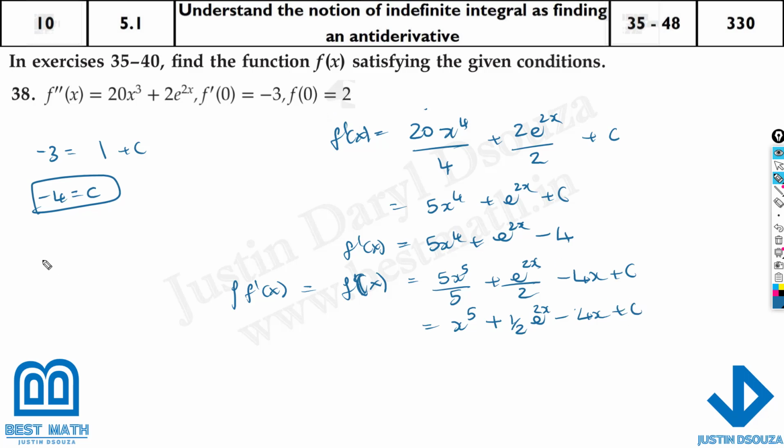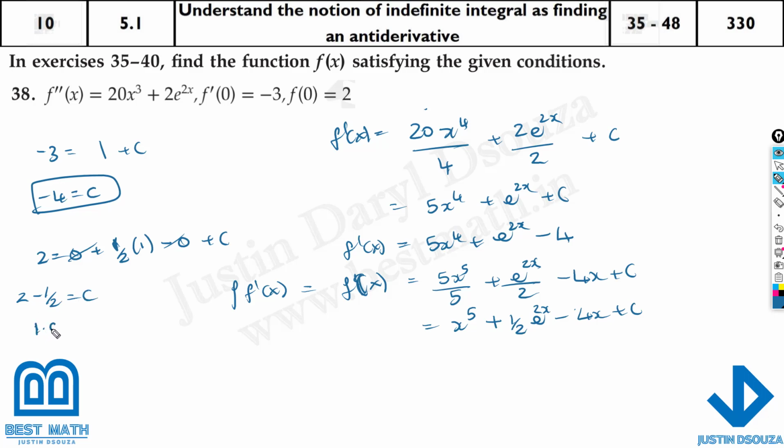What is the condition given? It is 2 equals, over here whenever x is 0. So the first one will be 0 plus half. Now what is e raised to 2 times 0? It's going to be e raised to power 0, that's 1. So I'll just write half multiplied by 1 minus 0 plus c. 0 is gone. Half to the other side will be 2 minus half equals c.